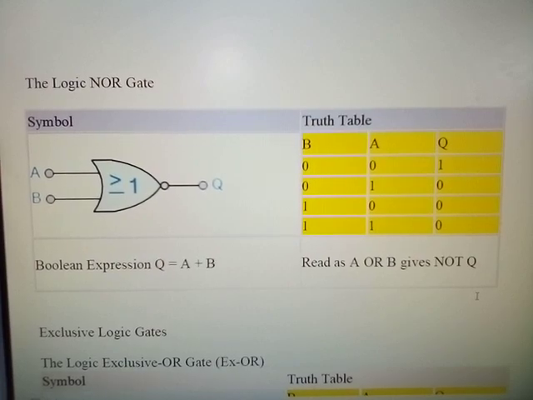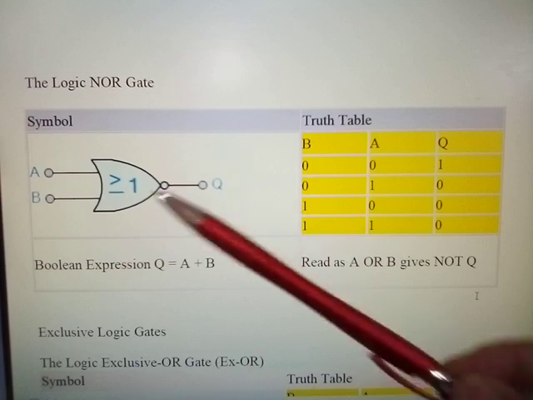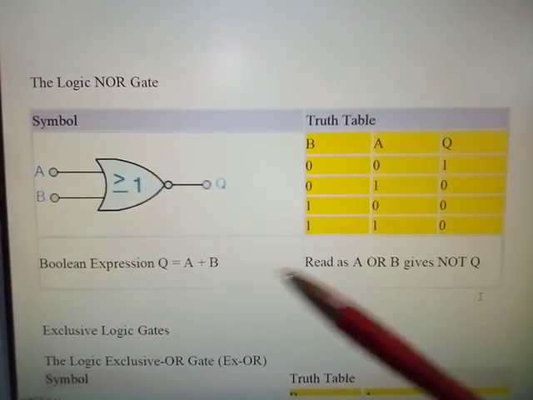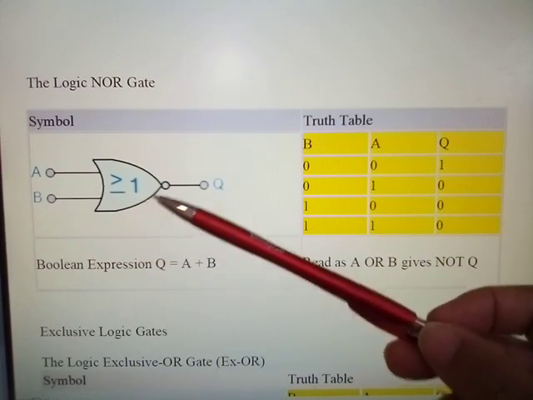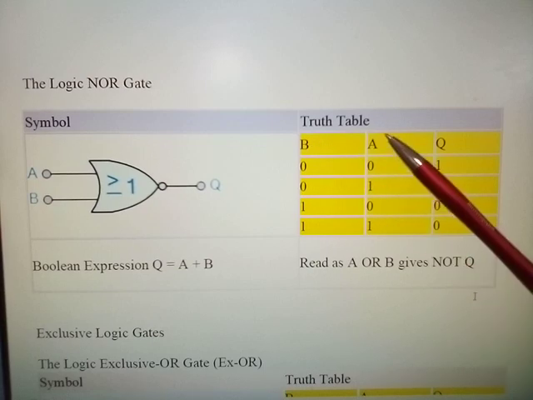Now what I'm looking at now is the logic NOR gate. Well, basically not OR. And you remember that we just looked at the OR gate, okay? But this is the inverted version of that. So here, input B and A, or A and B.